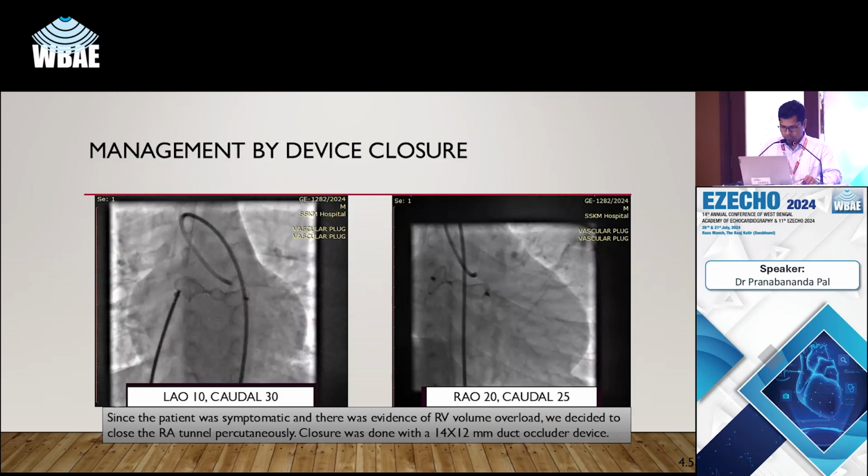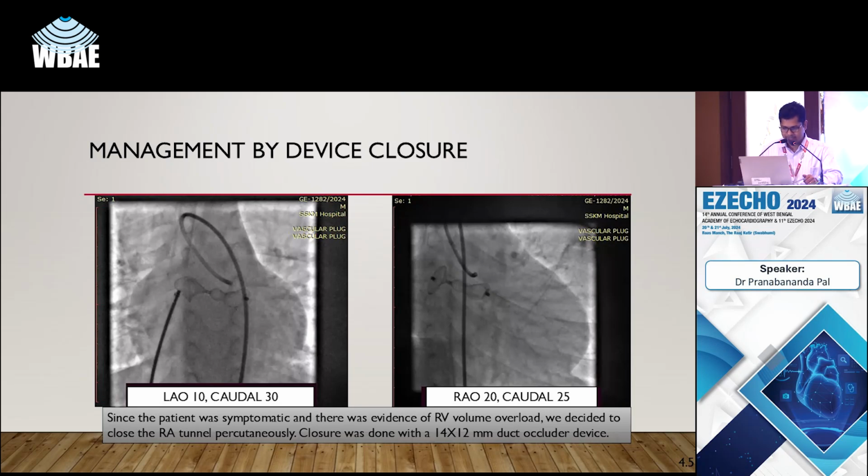Okay. So the distal portion of the tunnel showed a stenotic opening with aneurysmal dilatation before terminating into the RA. It was a possible reason for the low QP/QS ratio at cardiac catheterization despite the large size of the tunnel. So here is the final aortogram, in LAO 10 and caudal view. We managed the patient with device closure of the tunnel.